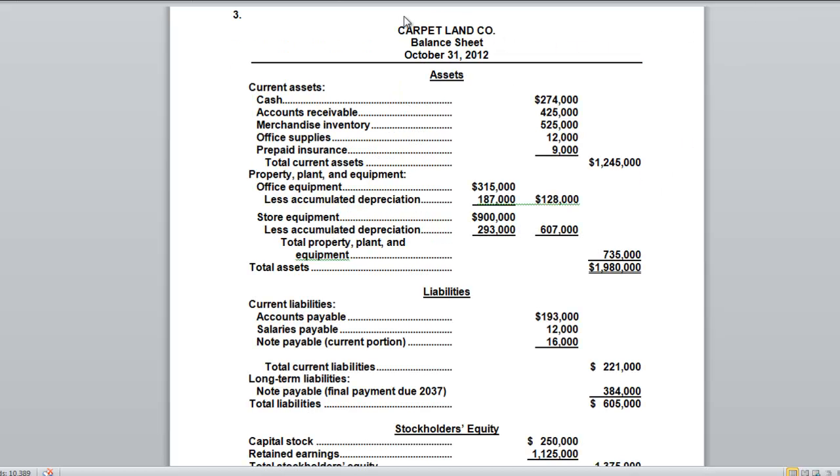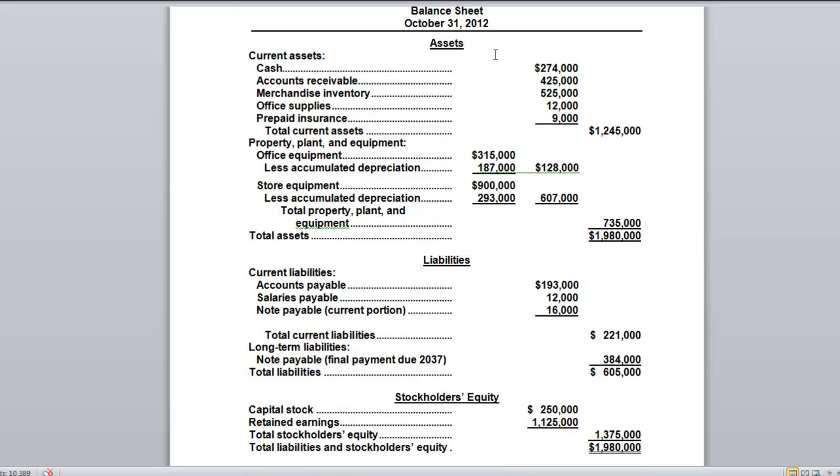Okay, so here we are. We have Carpet Land's balance sheet as of October 31st, 2012, as of that specific date. Okay, so let's take a look here. You remember from the previous chapter, we have our classified balance sheet. We start with our current assets. We have cash, accounts receivable, merchandise inventory, office supplies, prepaid insurance.